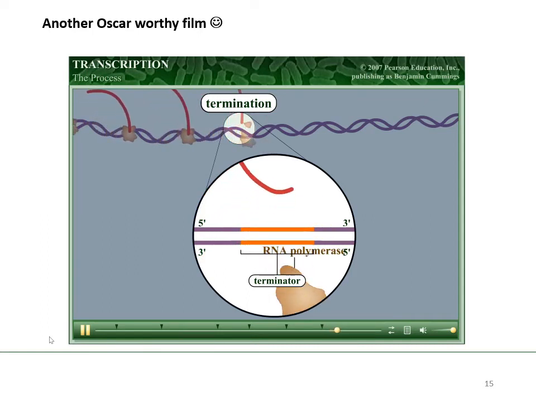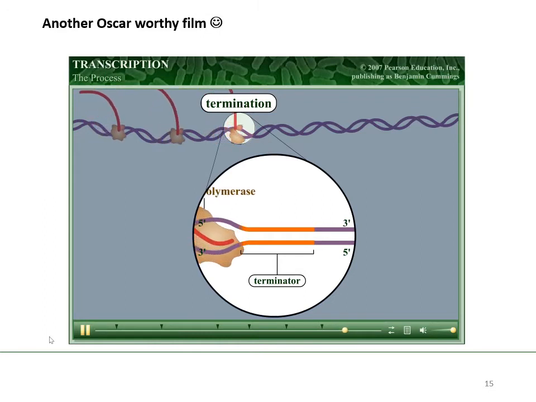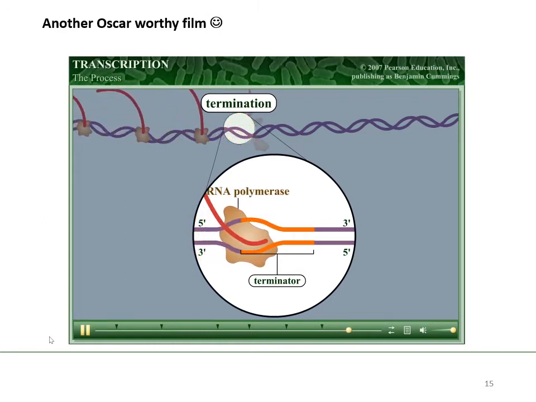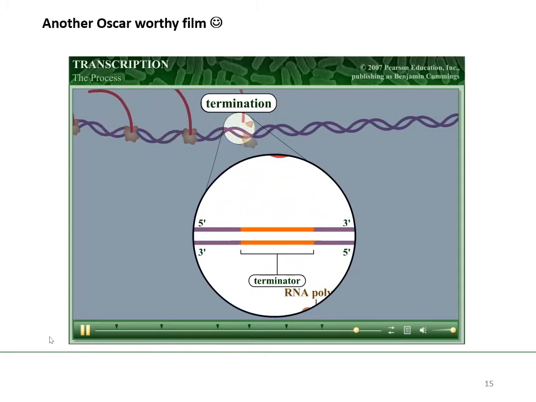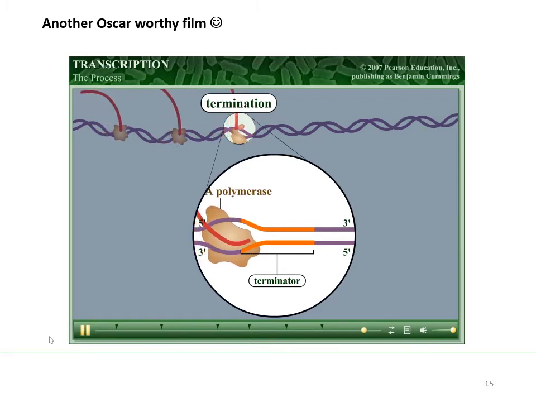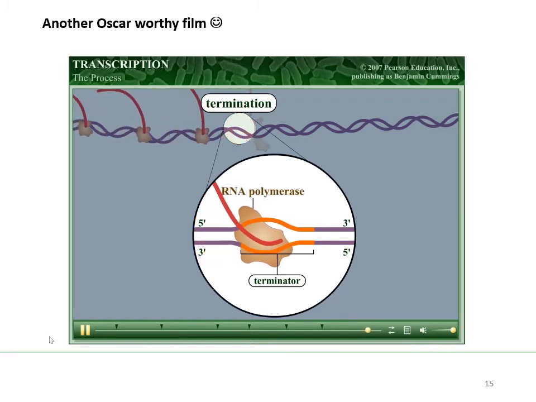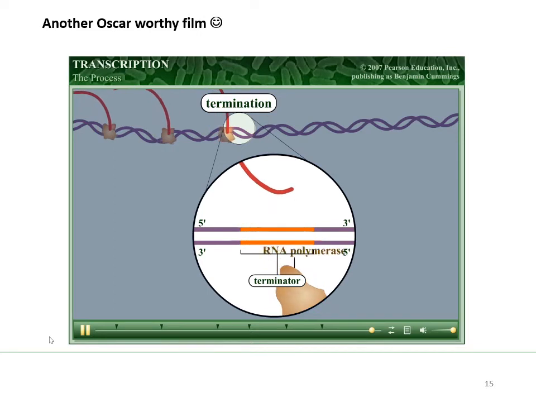In self-termination, the RNA sequence transcribed at the terminator causes the RNA to hydrogen bond with itself, forming a stem loop structure, which essentially pulls the RNA polymerase off the DNA. In enzyme-dependent termination, a termination protein binds to the terminator and pushes RNA polymerase off the DNA.